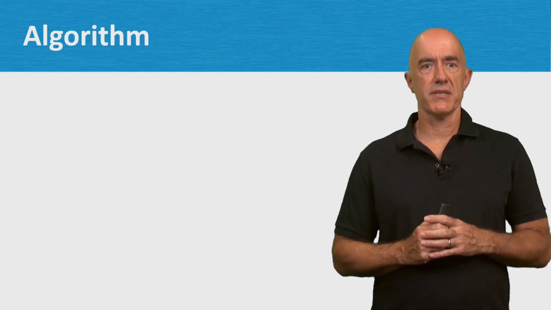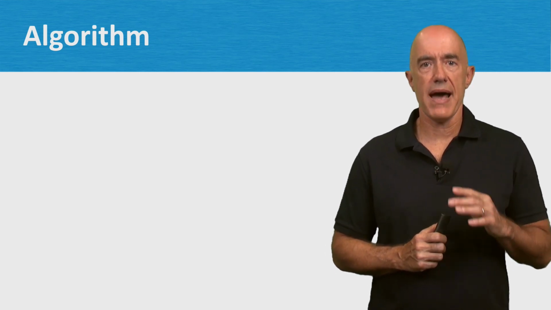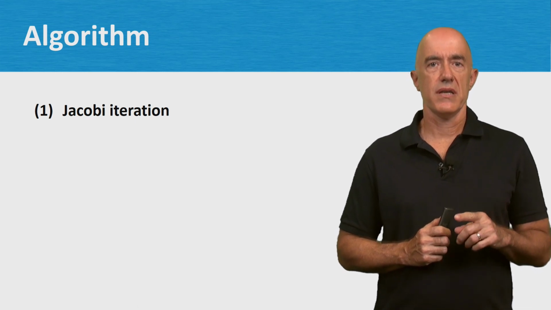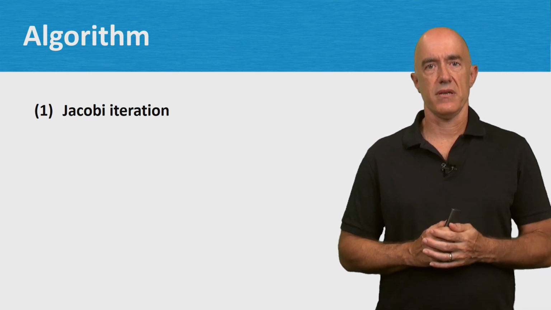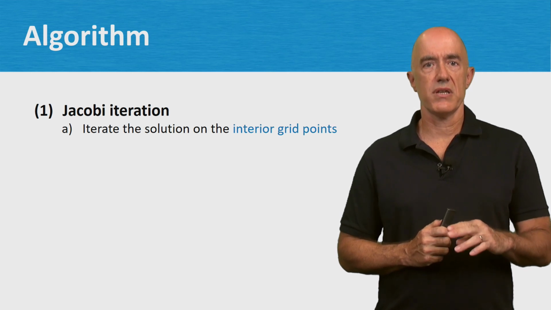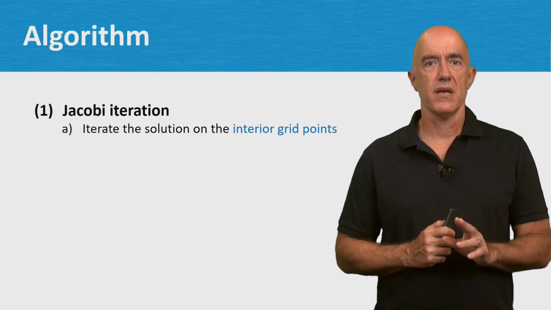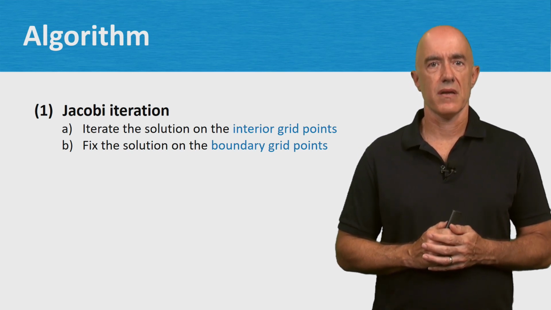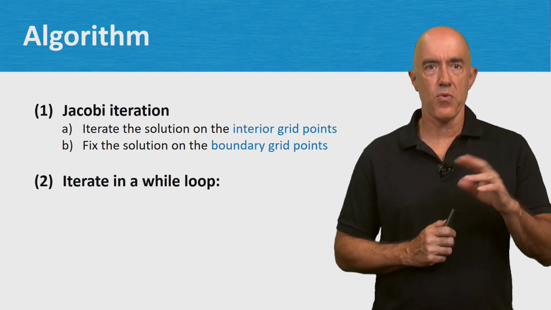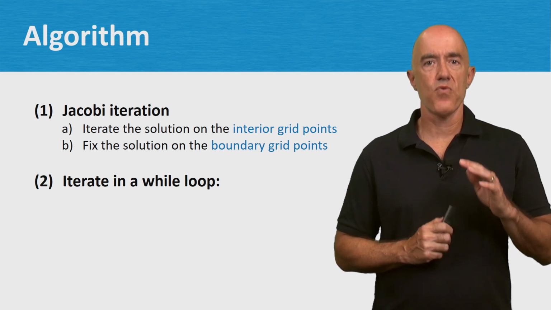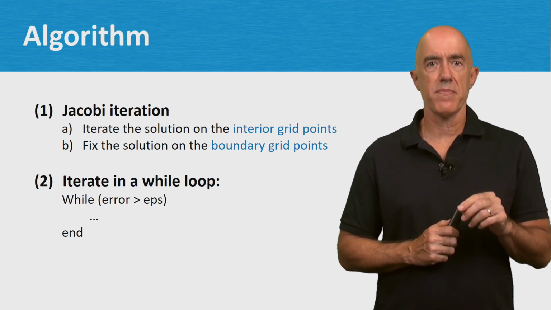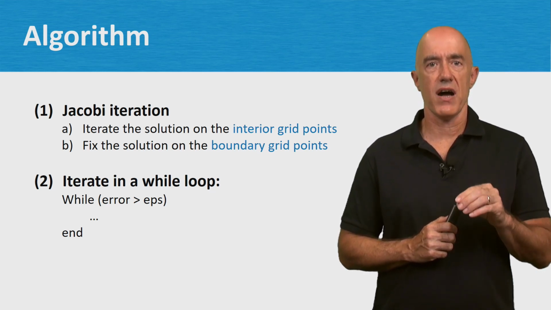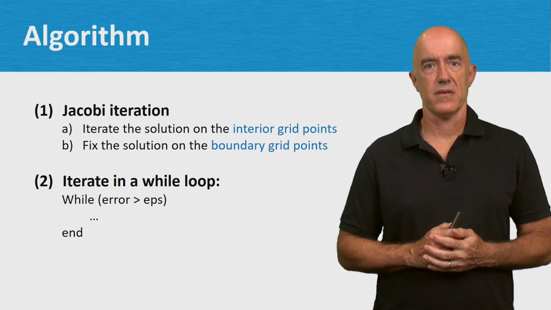Let's briefly discuss the main algorithm in our MATLAB code. The computational engine of the code is the Jacobi iteration. We iterate the solution on the interior grid points and fix the solution on the boundary grid points. We wrap the iteration in a while loop and run the loop as long as the estimated error in our solution is greater than some specified error tolerance.